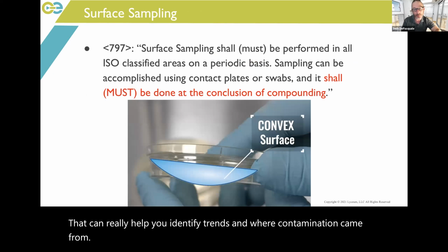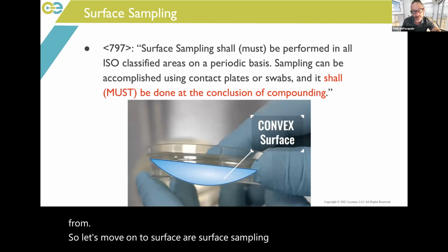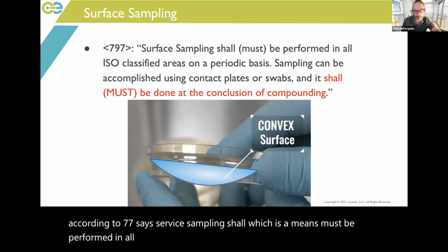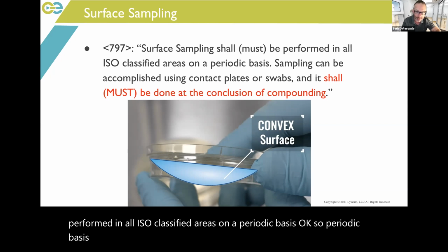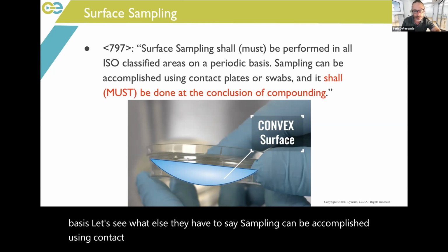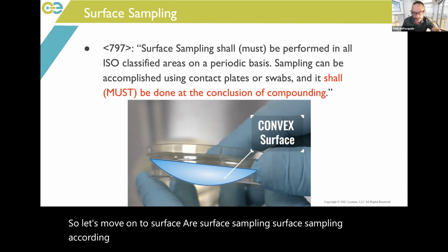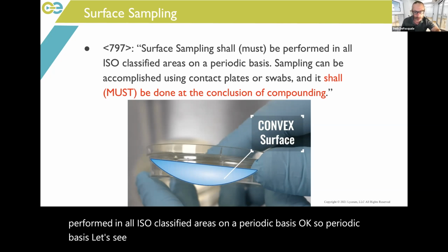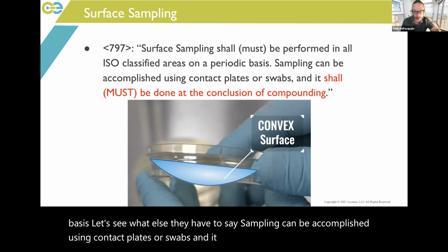So let's move on to surface sampling. Surface sampling, according to 797, says surface sampling shall, which means must, be performed in all ISO classified areas on a periodic basis. Okay, so periodic basis. Let's see what else they have to say. Sampling can be accomplished using contact plates or swabs, and it must be done at the conclusion of compounding. So it says first on a periodic basis, but then goes on to say that it needs to be done at the conclusion of compounding.